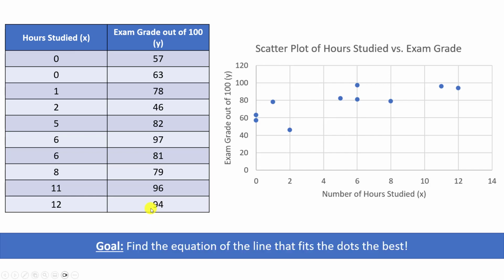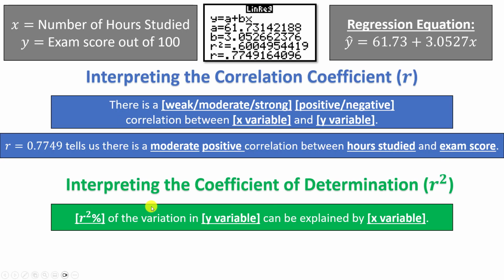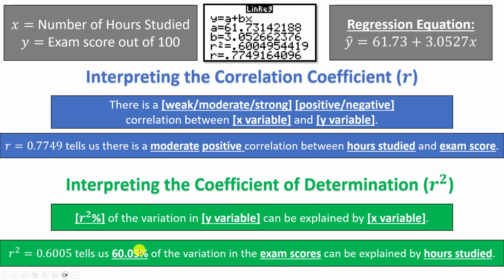Well, we can say, based on this specific problem, that 60.05% of the variation in those exam scores, the y variable, can be explained by hours studied. And that means there are maybe some other variables out there that could explain the other 40%, right? But we can basically get 60% of the way to explaining the reason why those exam scores are varying just by the number of hours studied.